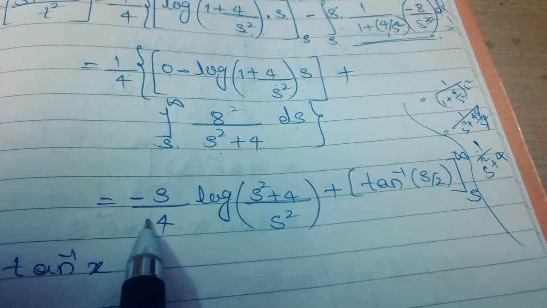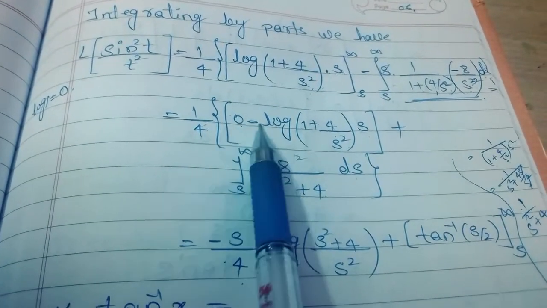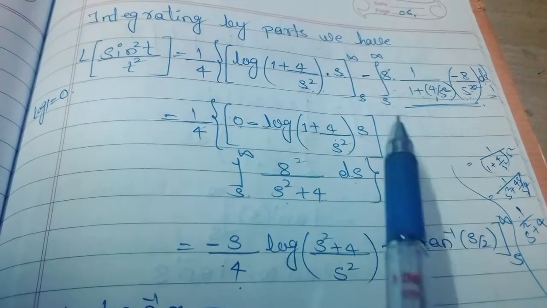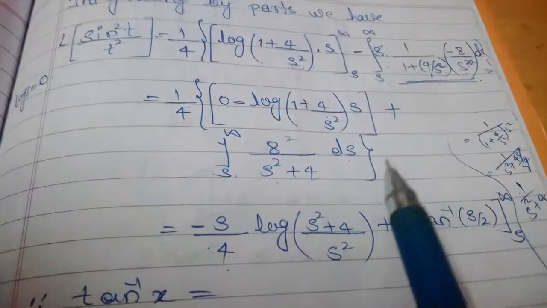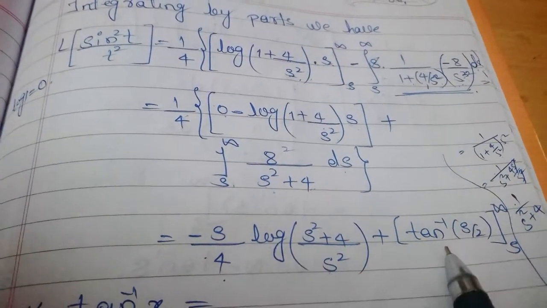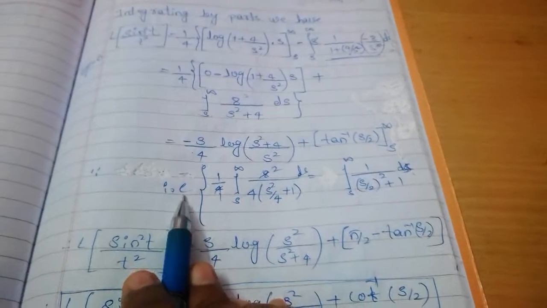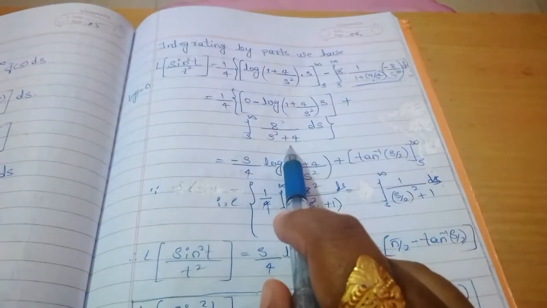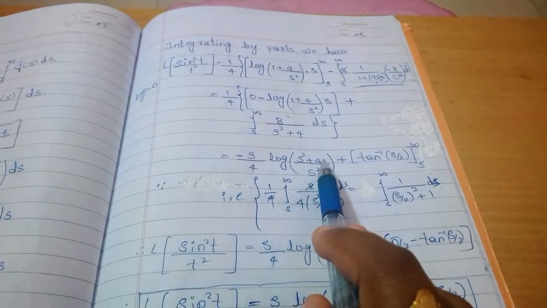Next is minus s divided by 4. See here it is minus s divided by 4 log of s square. Take LCM, s square plus 4 divided by s square, plus it will be tan inverse of s by 2. See here it will be 1 by 4, multiply this term, the first term will be minus s by 4 log of s square plus 4 divided by s square.